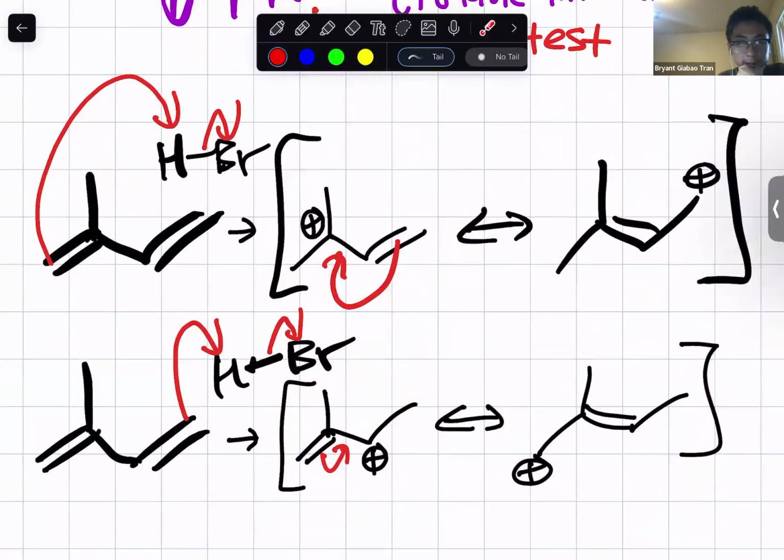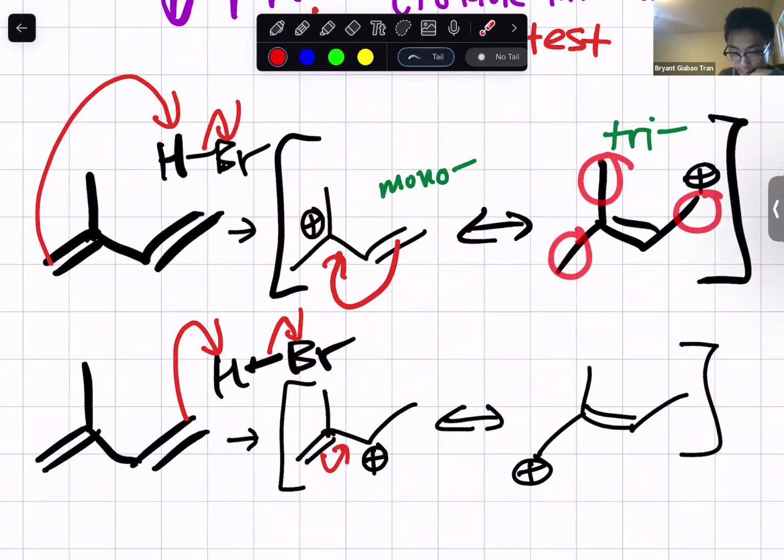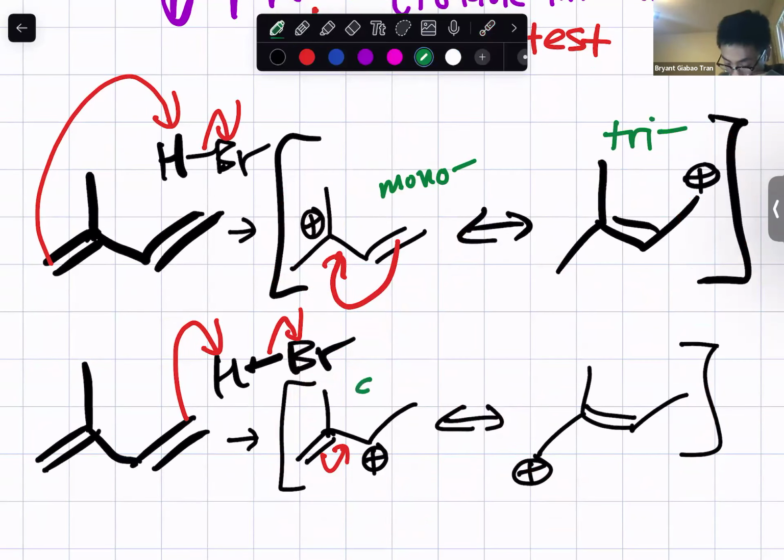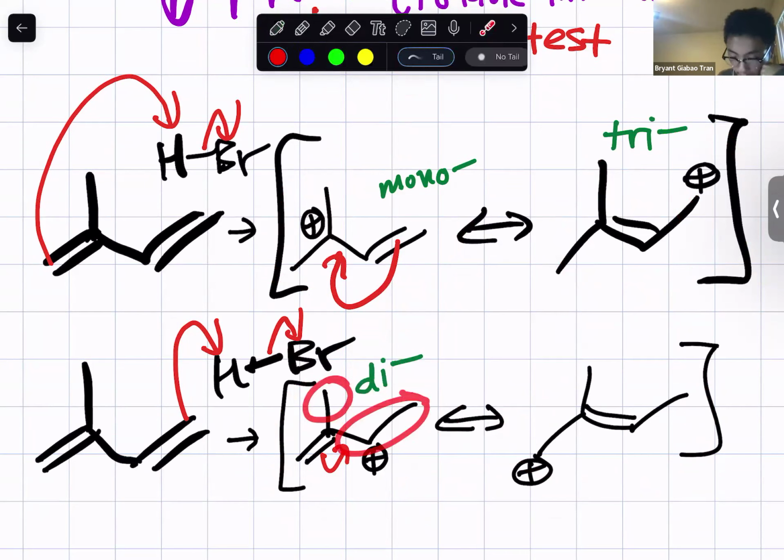Okay, let's classify each one by their substitution of alkene and carbocation. Let's do substitution first of alkene. This is mono-substituted because there's only one R group. This is tri-substituted because there are 3 R groups. This is di-substituted because there are 2 R groups.